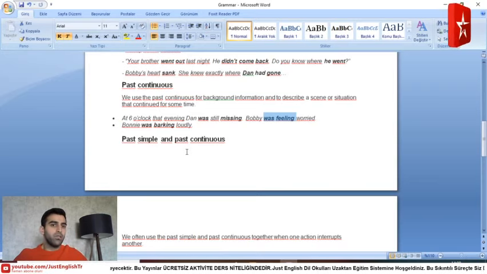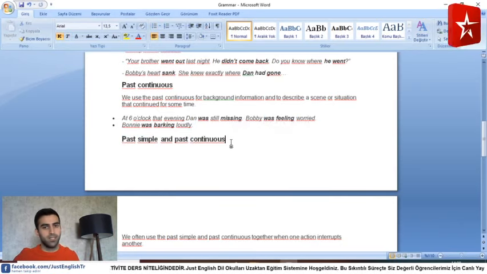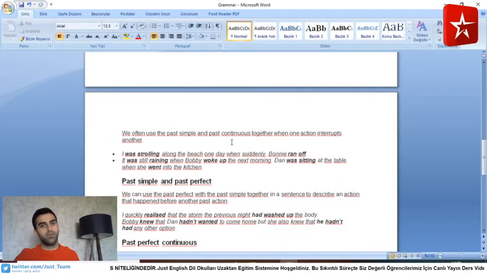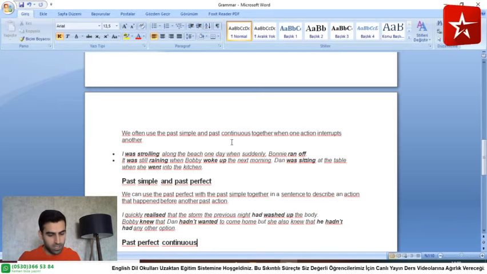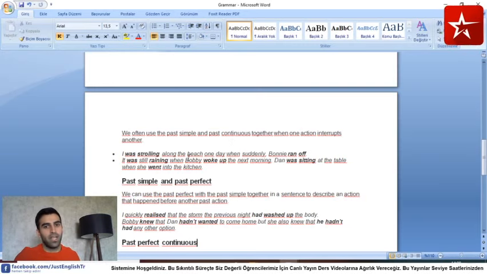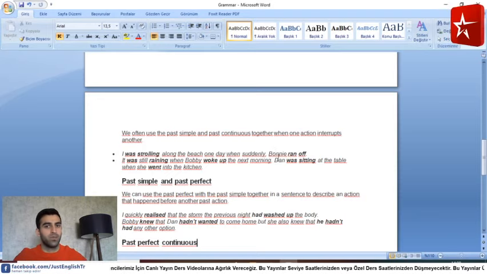And we can use both of them in one sentence, like past simple and past continuous in one sentence. So we often use a past simple and past continuous together when one action interrupts. It means you can say it cuts or stops another. I was strolling along the beach one day when suddenly Bonnie ran off. Or when I was sleeping at home, my mobile phone rang. Or it was still raining when Bobby woke up the next morning.